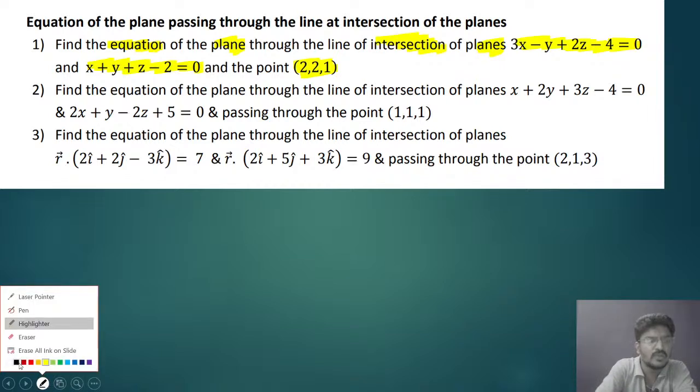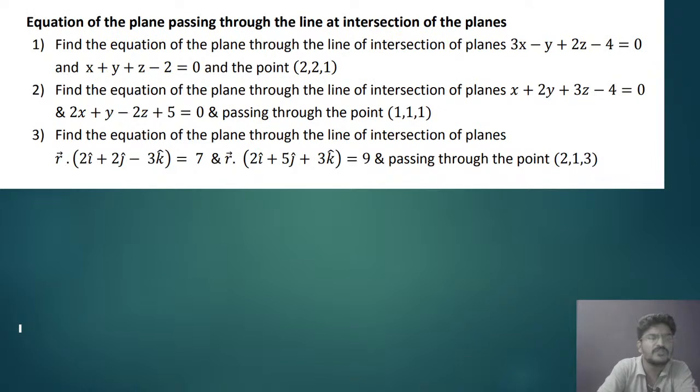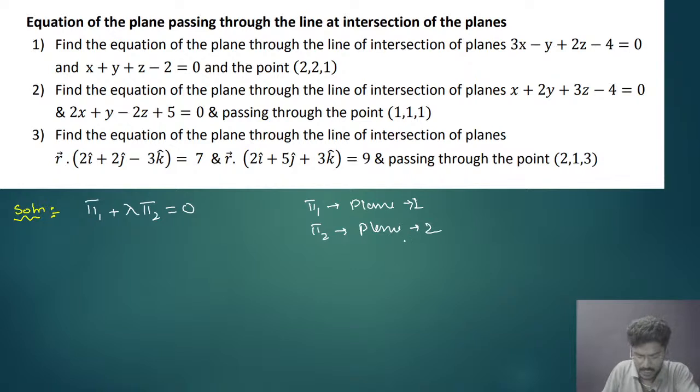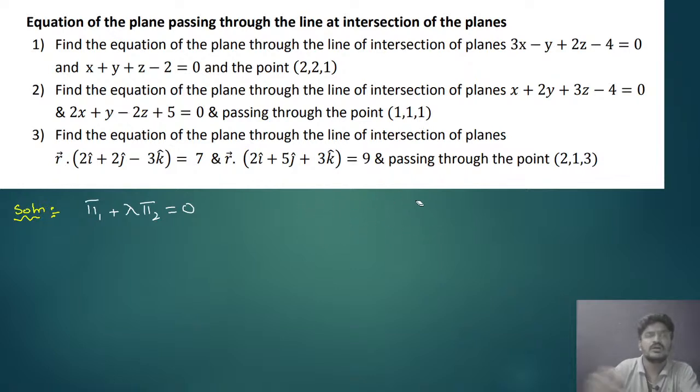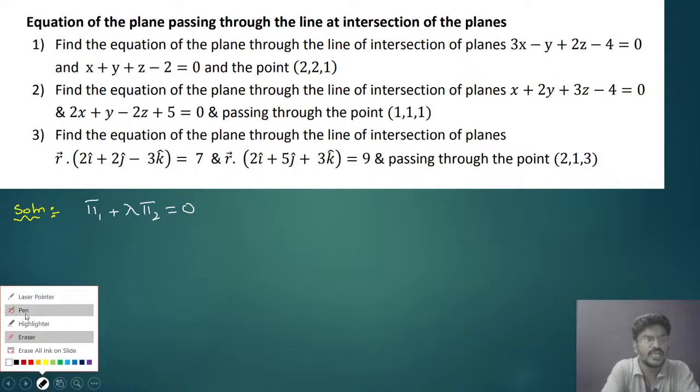For that you have to remember one formula, the equation of the plane passing through the intersection of two planes. Solution of the first problem: you have to remember one simple formula, that is pi 1 plus lambda times pi 2 equal to 0. Here pi 1 is plane 1, and pi 2 is plane 2. Okay. Pi 1 plus lambda times pi 2 equal to 0. This you have to remember. From this you have to solve the equation of intersection of two planes. Clear? Now I will solve. Please go through it very carefully.